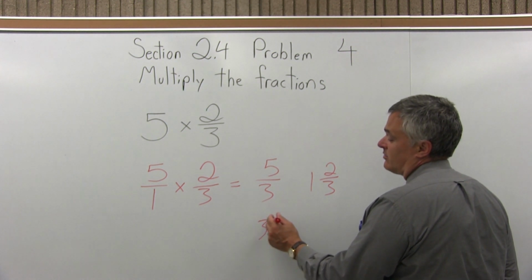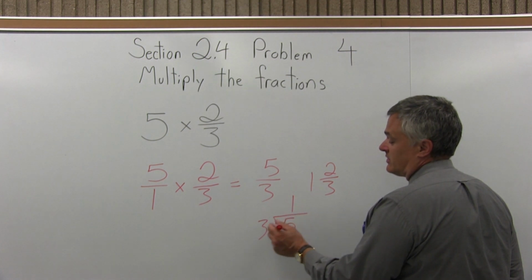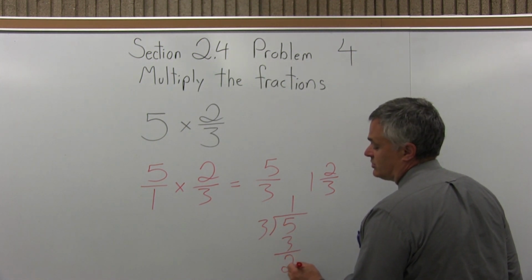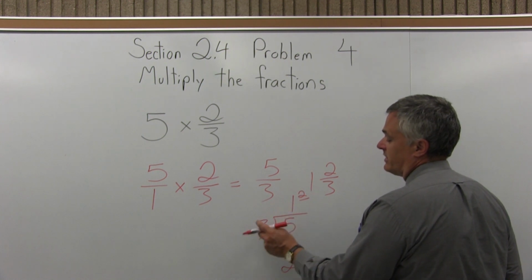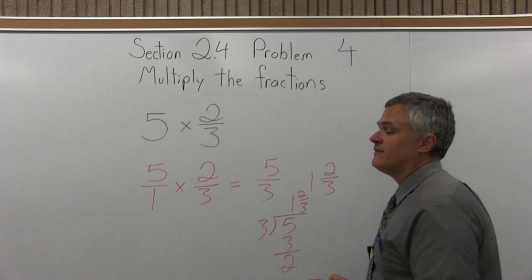But the proper way to do it is, 3 divides into 5 how many times? It goes in once. 1 times 3 is 3. 5 minus 3 is 2, so your remainder is the new numerator, and the denominator is the same. So either way, you get 1 and 2/3 or 5/3.